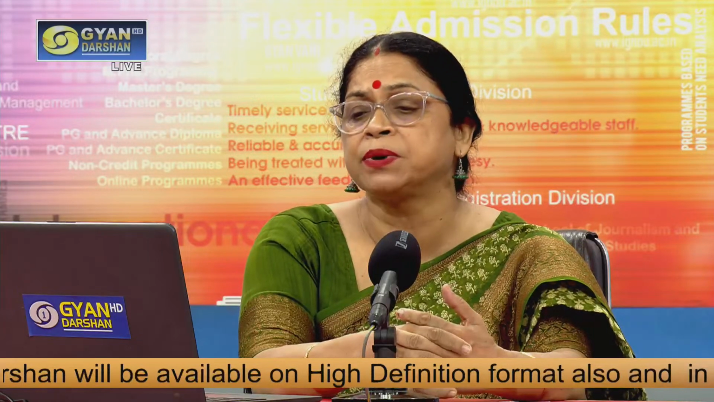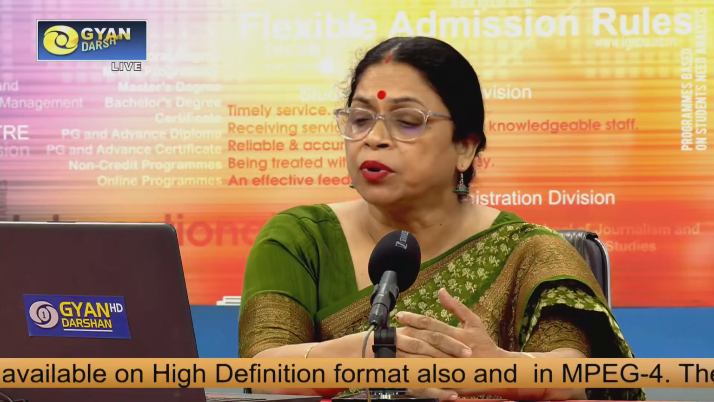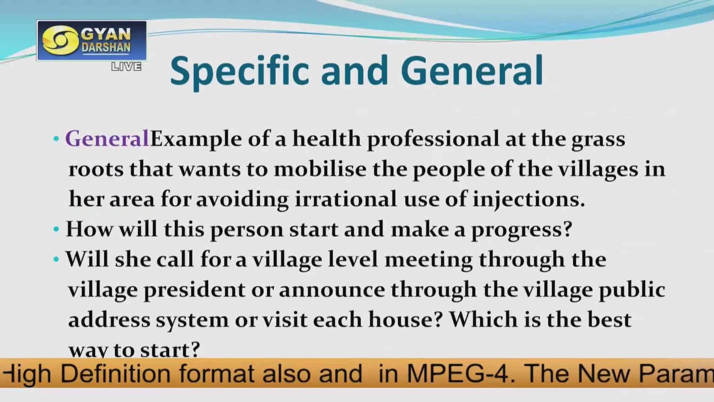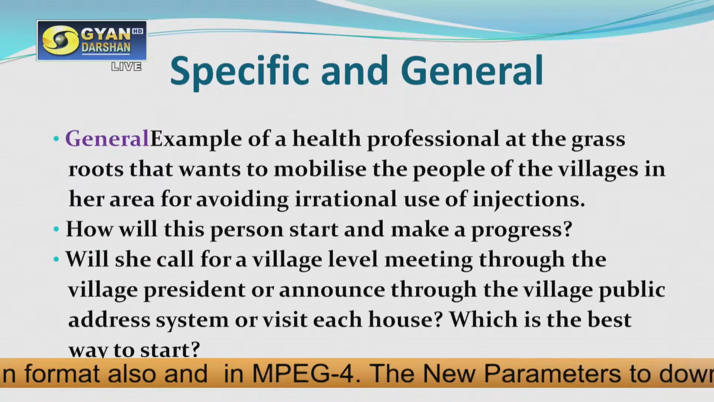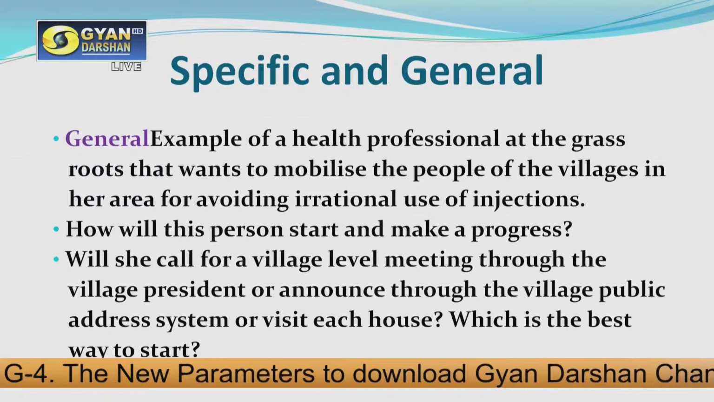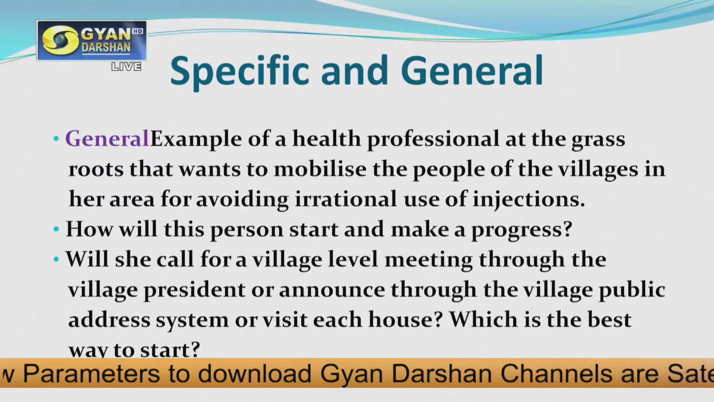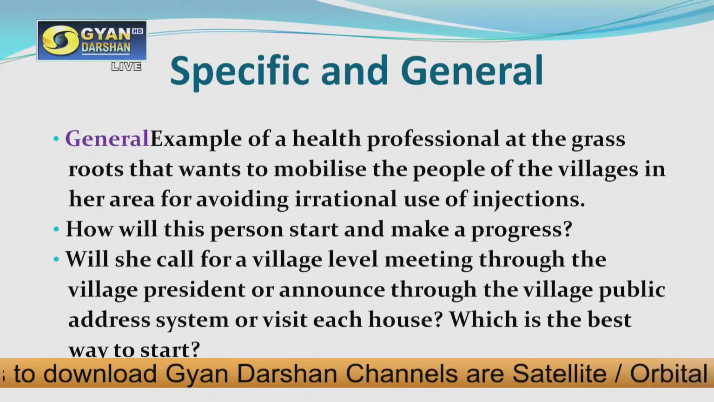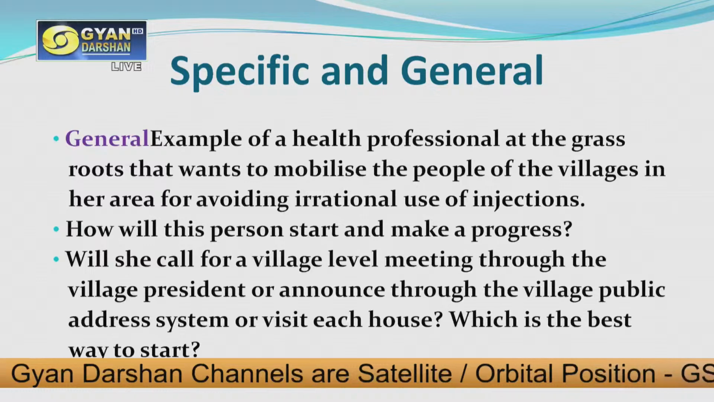So how will this person start and make progress? Will she call for a village level meeting through the village president, or announce through the village public address system, or visit each house? Which is the best way to start? All these things she has to prepare: what problem or event is emerging, and whose help she will take to find out how to solve this problem.